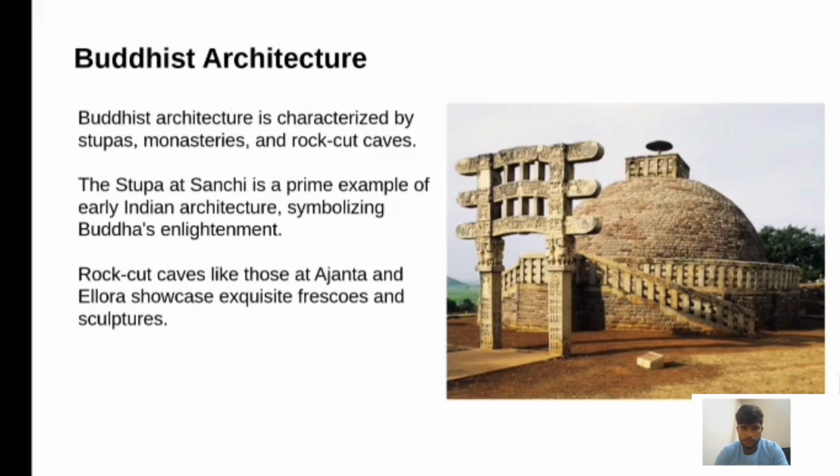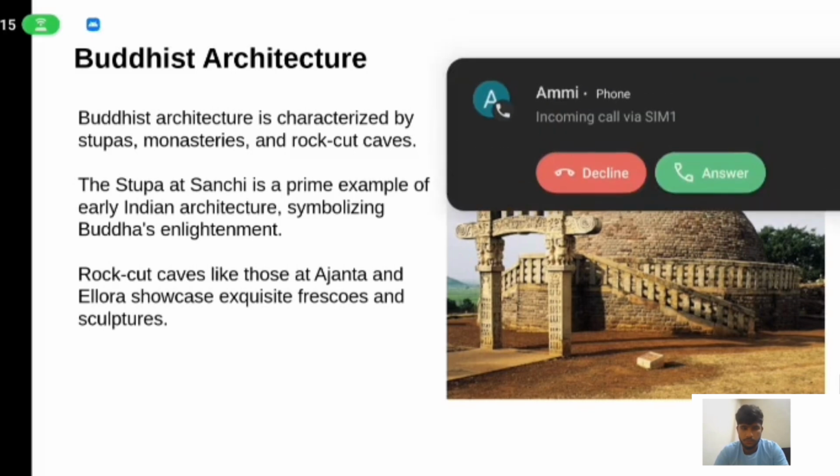Next is Buddhist architecture. Buddhist architecture is characterized by stupas, monasteries, and rock-cut caves. The stupa at Sanchi is a prime example of early Indian architecture, symbolizing Buddha's enlightenment. Next, the rock-cut caves like those at Ajanta and Ellora showcase exquisite frescoes and sculptures.